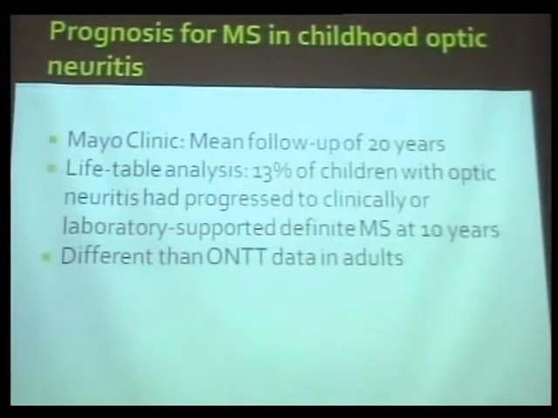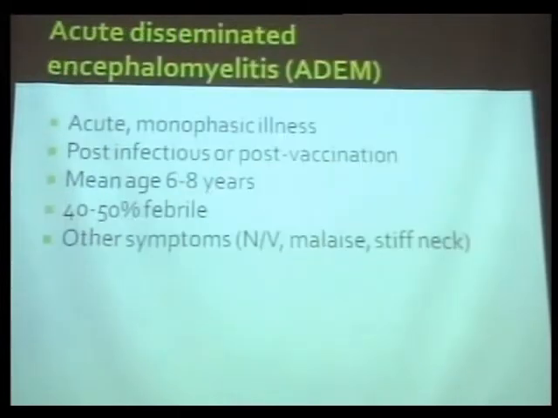In the life table analysis of this much longer study, only 13% of the cohort with optic neuritis went on to progress to clinically or laboratory-supported definite multiple sclerosis at year 10. This is different than the optic neuritis treatment trial data in adults because the other 87% of the cohort probably had post-infectious or post-vaccination monophasic optic neuritis or ADEM, and that's different than MS.